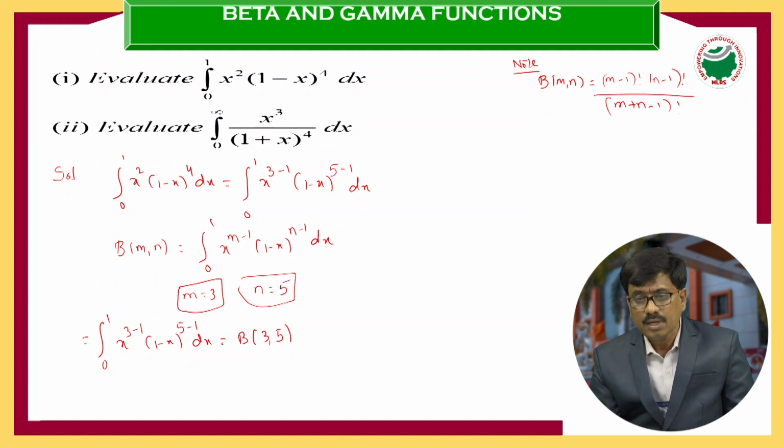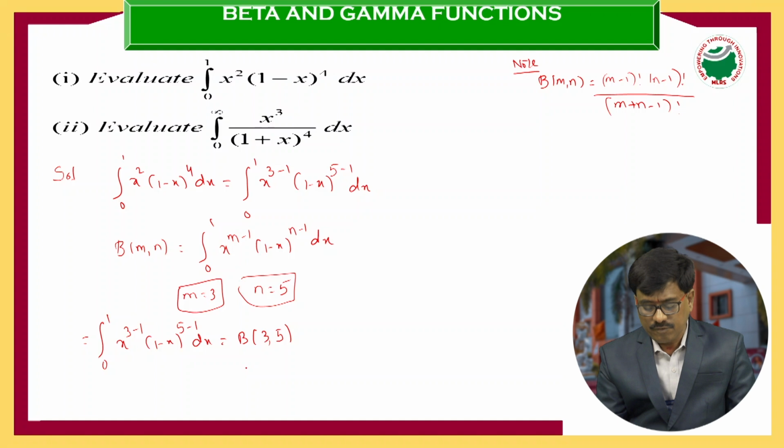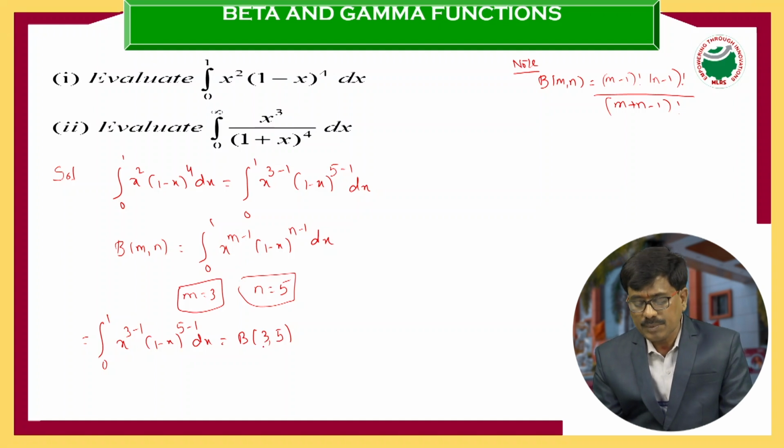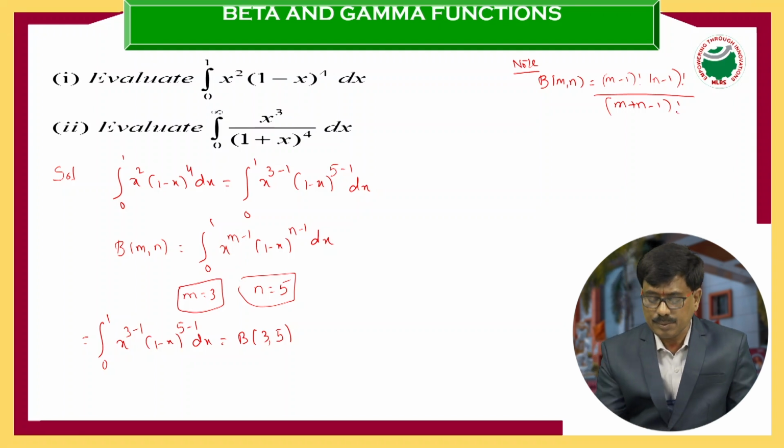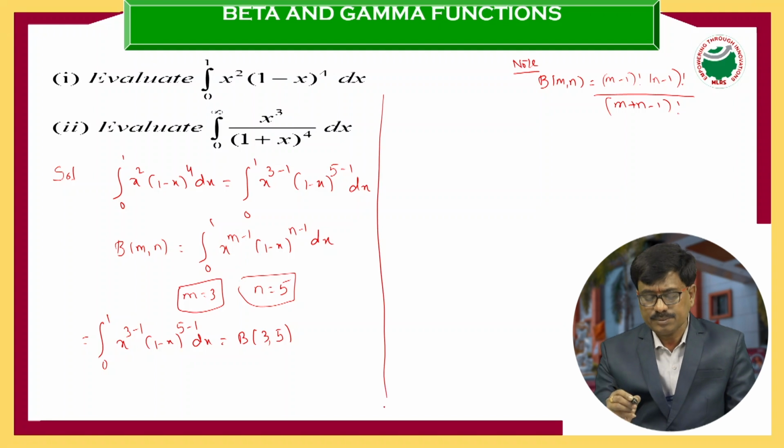Okay, this is about the beta of 3 comma 5. I am not going to apply the relation between beta and gamma for this value calculation of beta of 3 comma 5. In further classes, I am going to calculate the beta of 3 comma 5 value, or we can use this result: beta of m comma n equals m minus 1 factorial into n minus 1 factorial, whole divided by m plus n minus 1 factorial. Okay, this is about the second function.